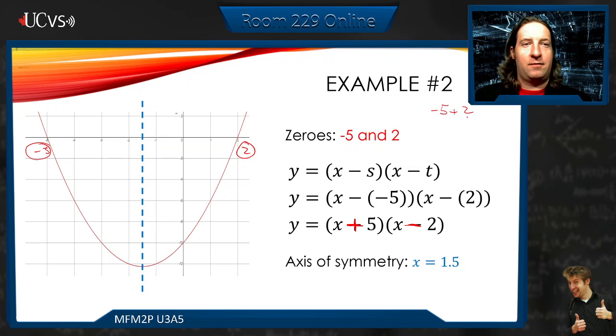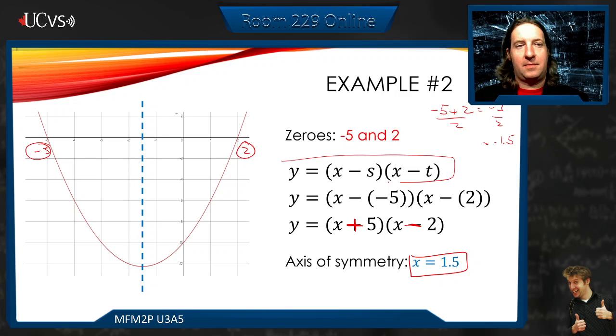-5 plus 2 is going to equal, what's that? That's going to be -3. And then if I divide both sides by 2, -3 divided by 2 is -1.5, which is our answer in the middle of the zeros. Okay, so that's how we come up with equations for graphs in what we call factored form. Right, this is called factored form, two-bracket method.